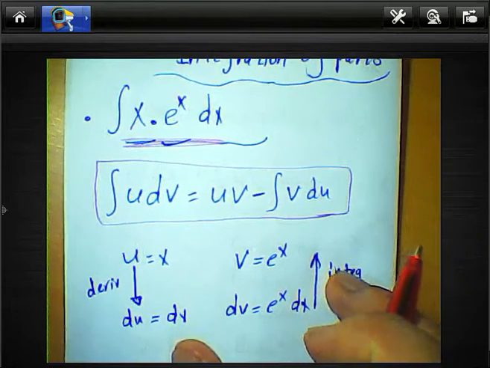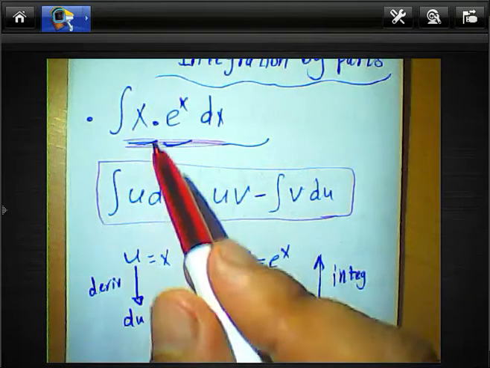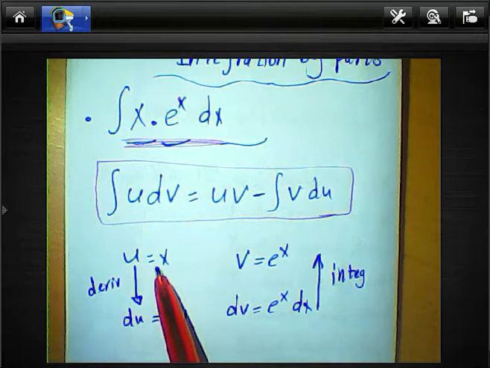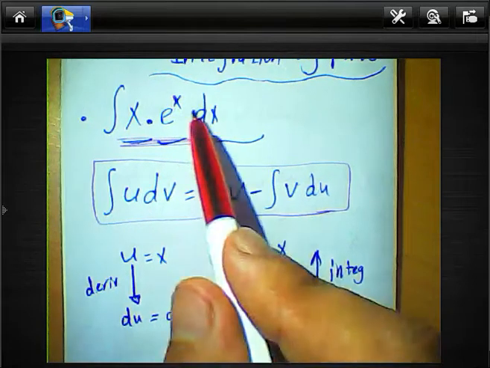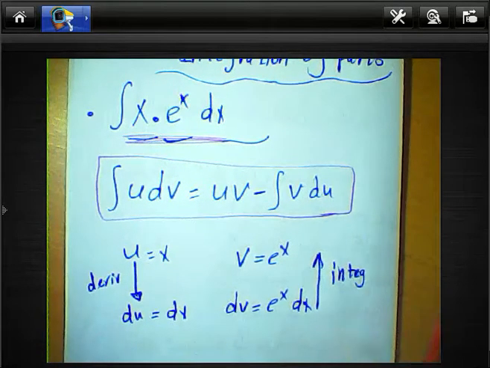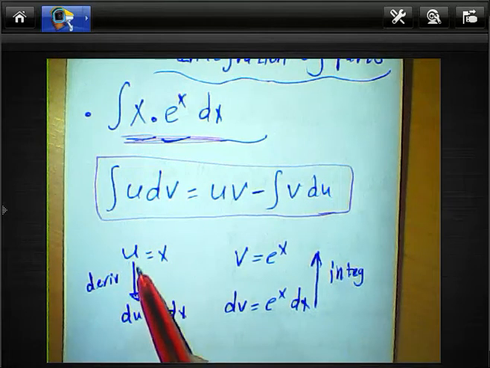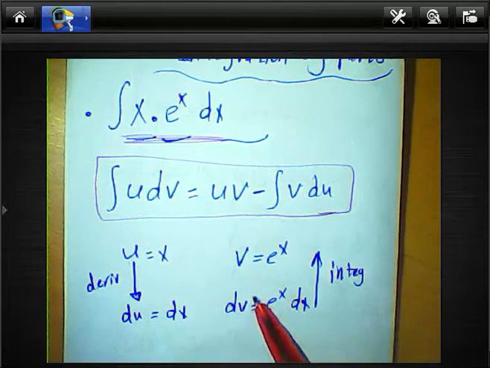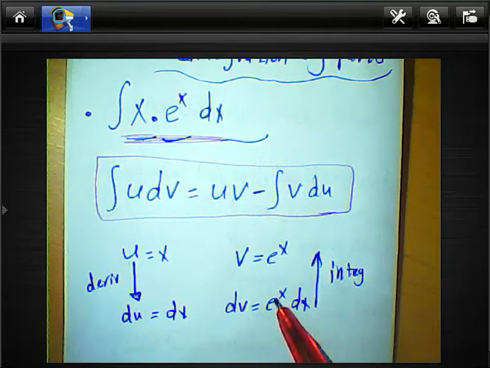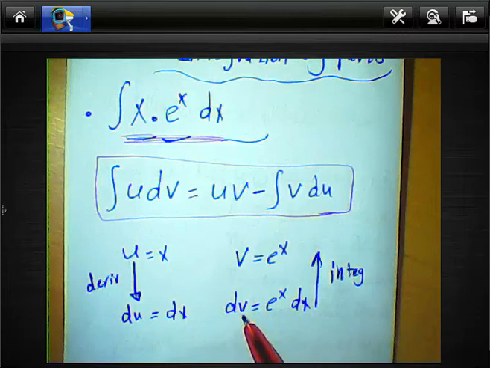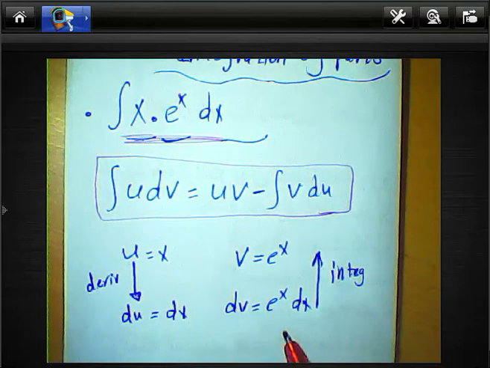First, we must let u equal x, okay? u equal x and dv equal e^x dx. The derivative of u is du equal dx. And the integration of this function, v equals e^x, so the derivative of v equals e^x. So we can find the result of the integration.